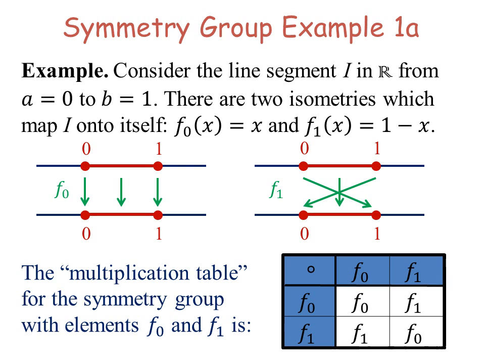The multiplication table, sometimes called a Cayley table, for the symmetry group of interval I is as given here. Since this group only has two elements, it is said to be of order 2.